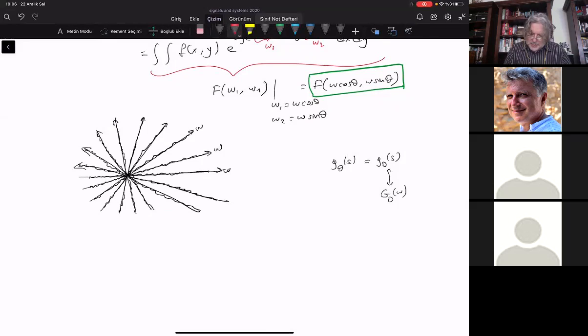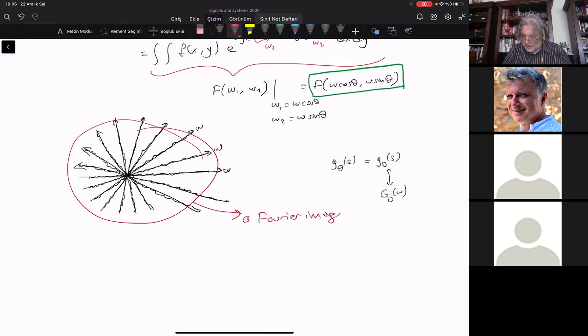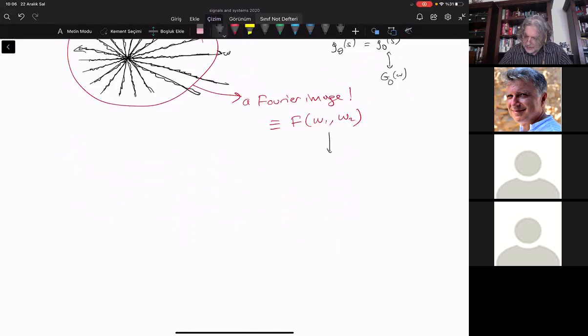Now, as you see, this becomes like a Fourier image. You render, you paint an image, one by one, patch every location of this two-dimensional Fourier space. Once you have that Fourier image, you call it f of omega 1, omega 2, and then you take the inverse Fourier transform of it, and you get f of x, y.